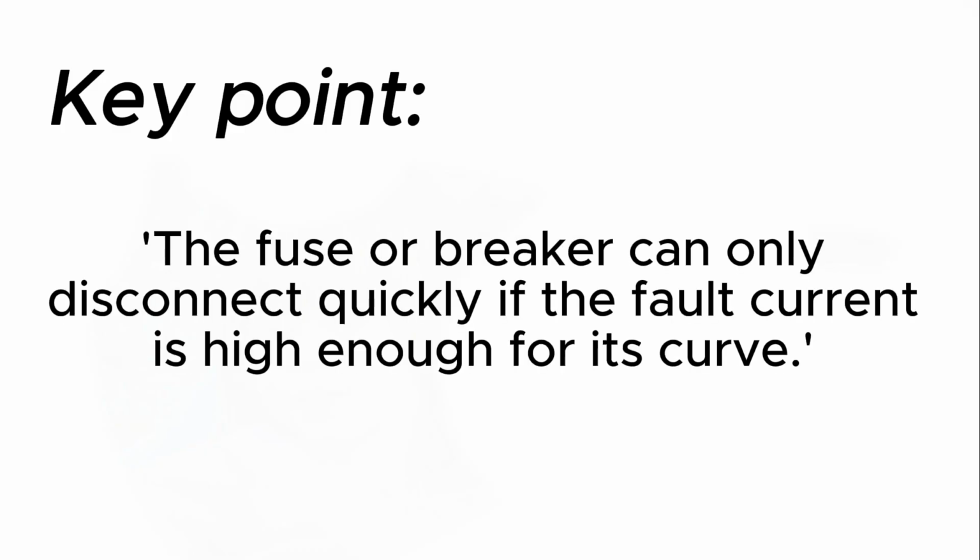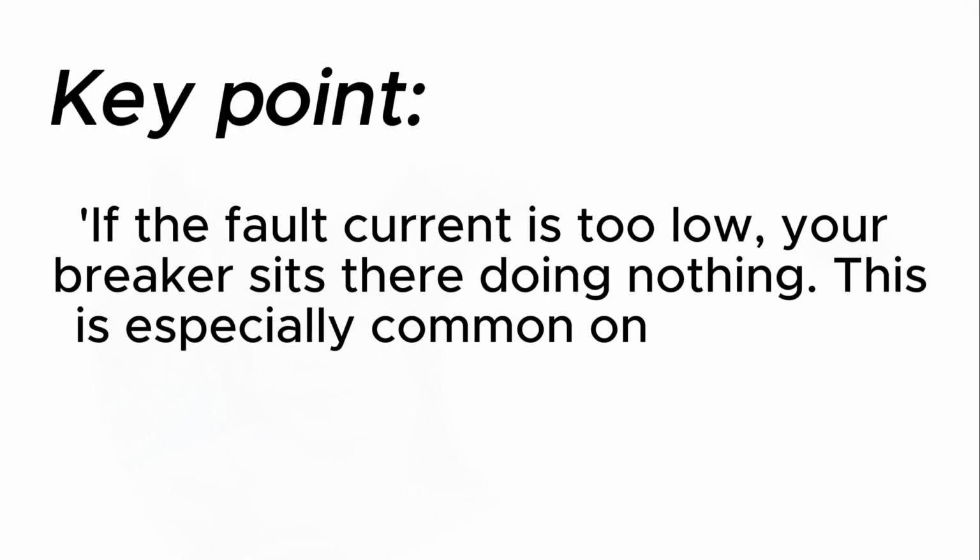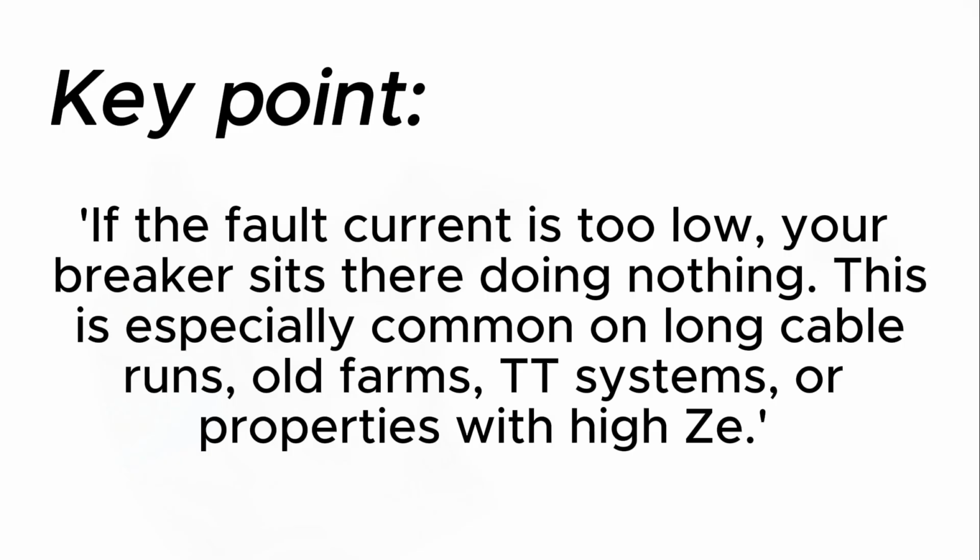The key point for Sparkies is this. The fuse or breaker can only disconnect quickly if the fault current is high enough for its curve. If the fault current is too low, your breaker sits there doing nothing. This is especially common on long cable runs, old farms, TT systems, or properties with high Ze.